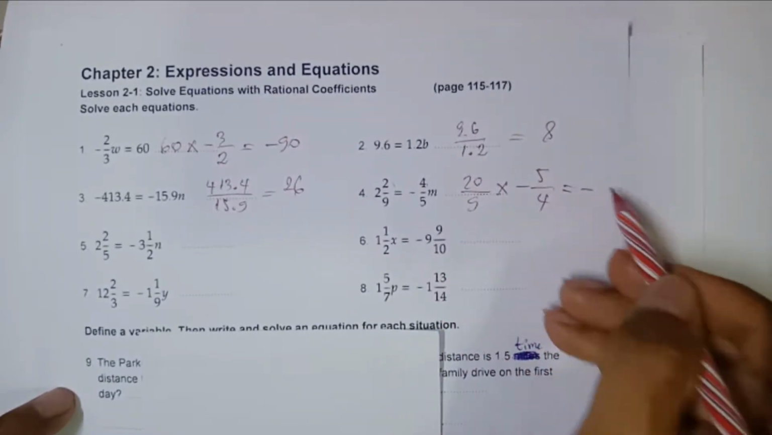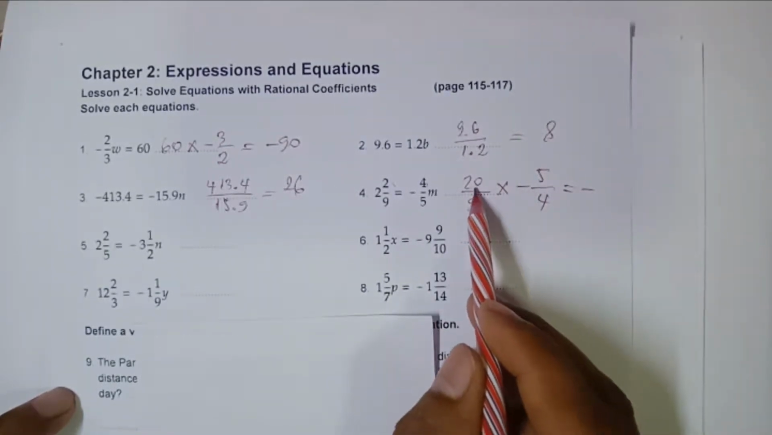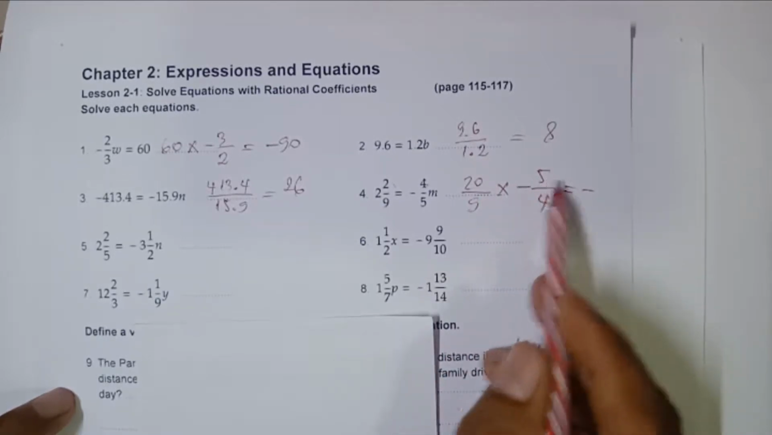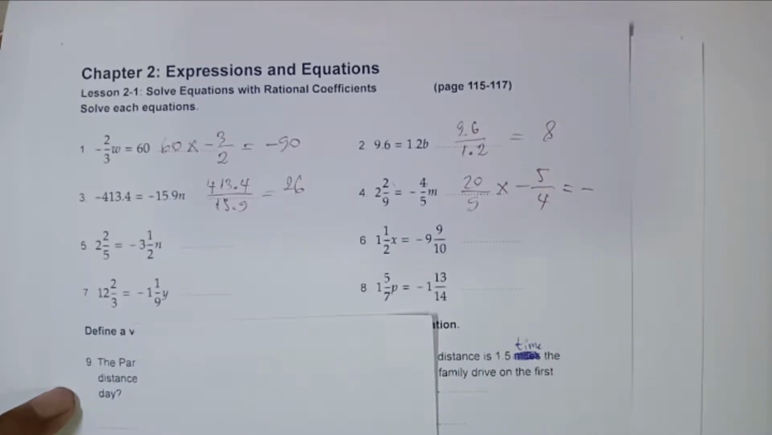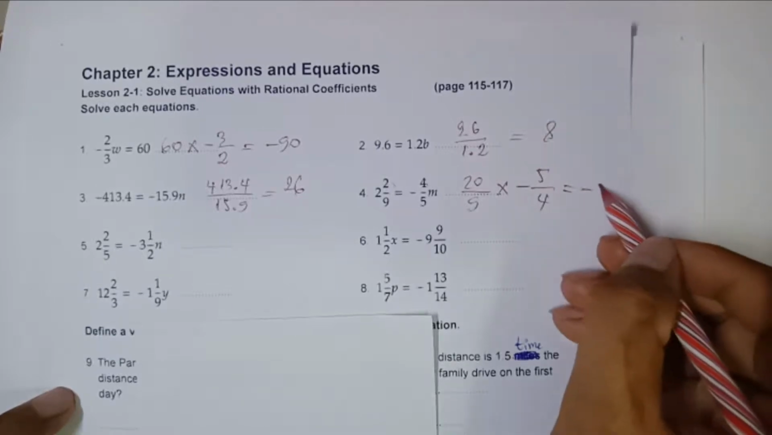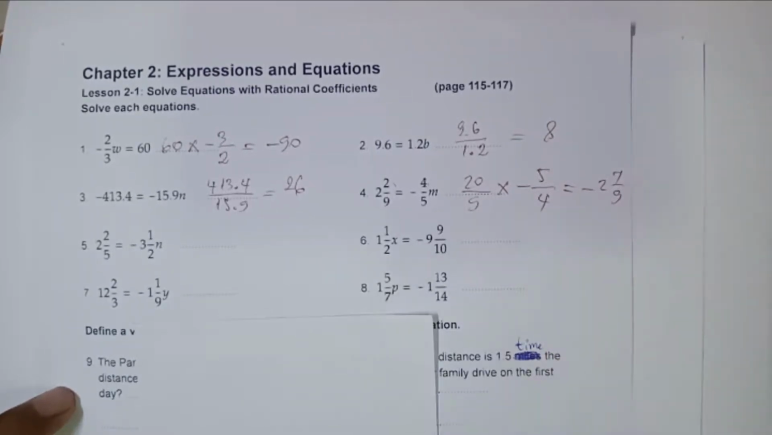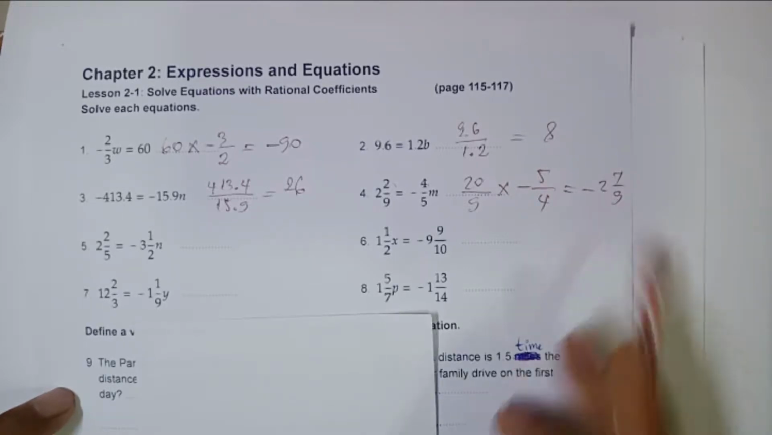So your answer will be a negative, and when you multiply this together, you have 20 times 5 gives you 100, and divide by 36. When you simplify it, you have 25 over 9, or negative 2 and 7 over 9. Let me try to use a calculator to check if I'm correct or not. You got 100, and then you divide by 36, and you try to make this into a mixed number. Yep, so negative 2, 7 over 9.